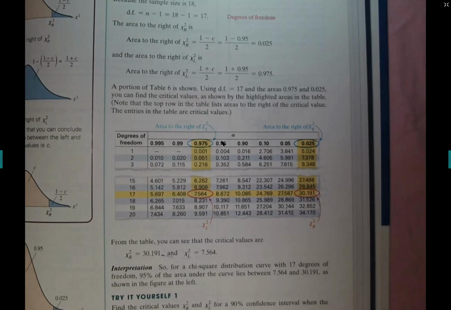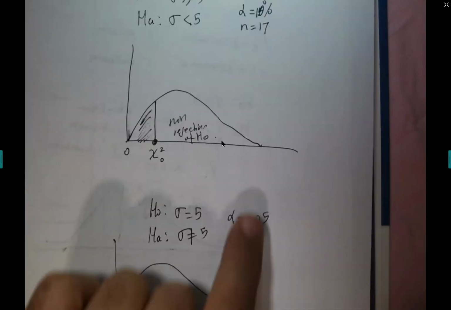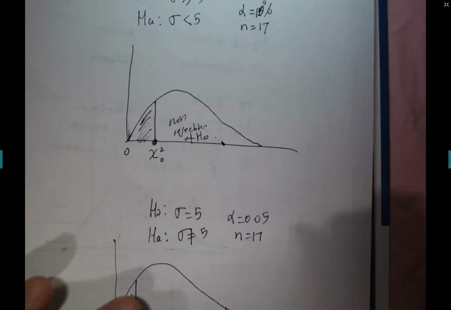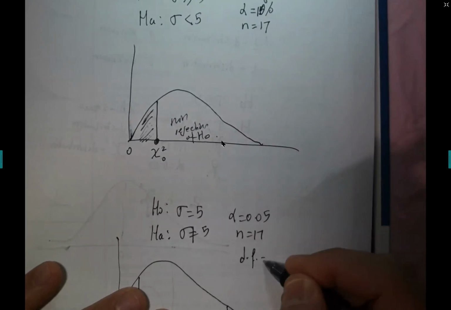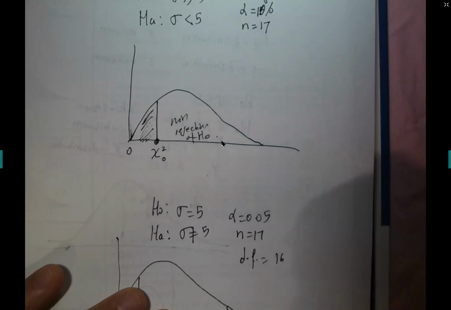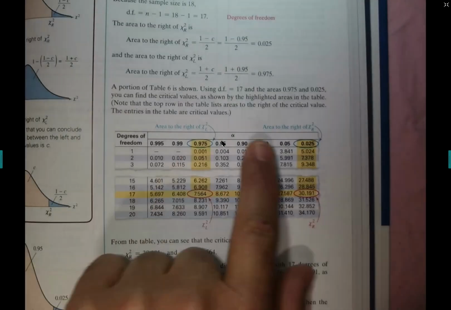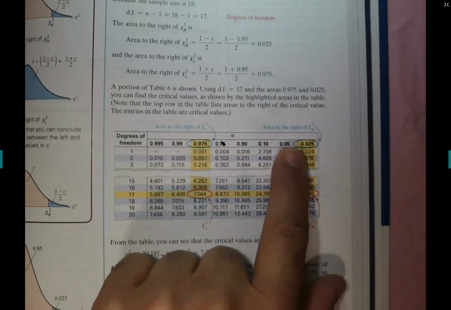When you do the inverse norm, what do we do? So alpha is 5% and n is 17. Of course, you need 16. Degrees of freedom will be 16, 17 minus 1. But how do we decide on those numbers right here? Just like we did with confidence interval. So what do we do? Yeah, subtract.